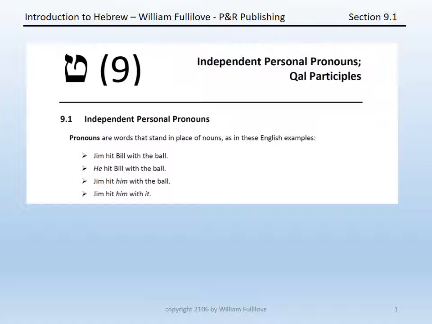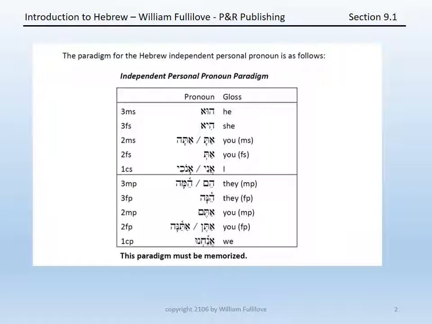Consider these English examples. Jim hit Bill with the ball. We can replace any of those nouns with what we call a pronoun. He hit Bill with the ball. Or Jim hit him with the ball. Or Jim hit him with it. He, him, and it are all English pronouns taking the place of nouns in the sentence.